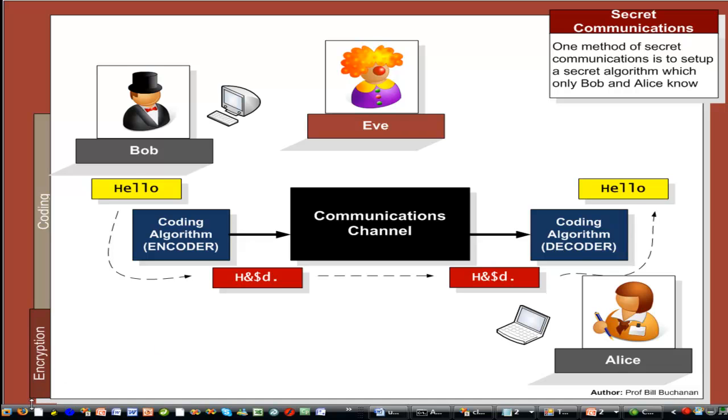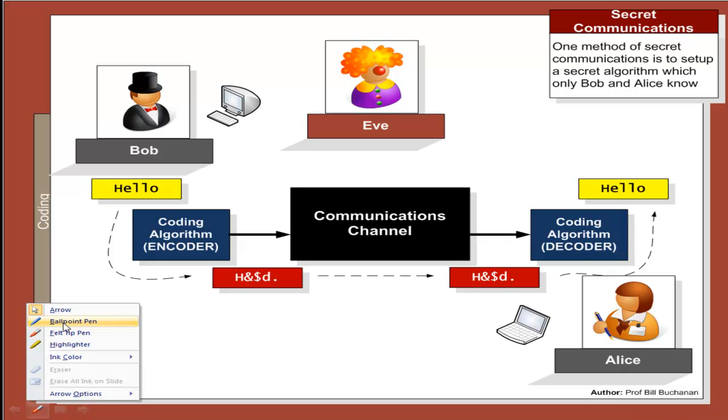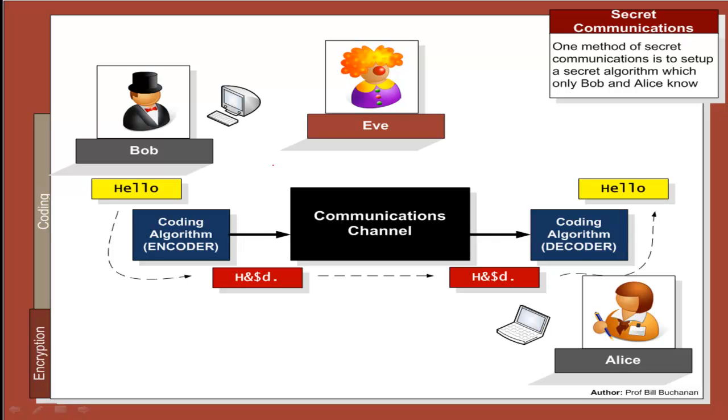For secret communications, what we can have is either a special encoding algorithm, and then on the other side we have a decoder. The other way that we can do it is to have the same well-known encoding algorithm and decoding one, and we have a secret key. So in this case we'll look at how Bob can use an encoder to encode the text into a ciphertext, and then how Alice can use the decoder to get this back again.